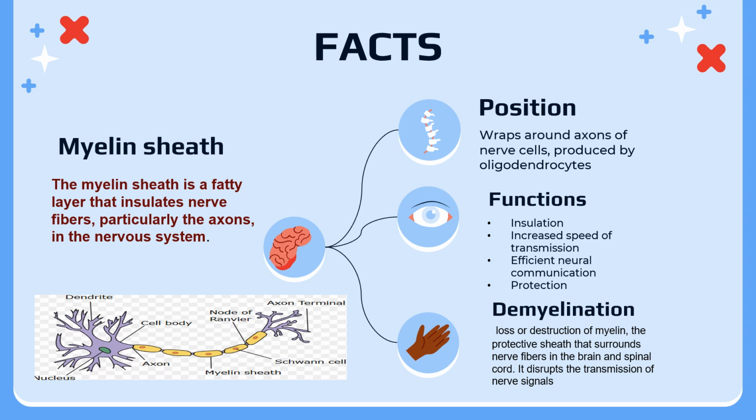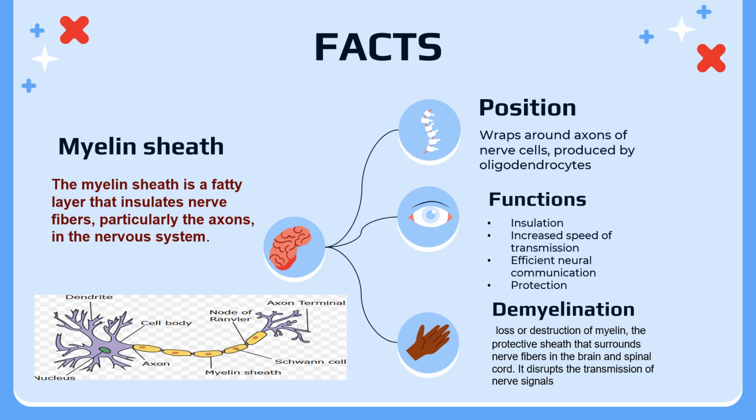Next is efficient neural communication. A myelin sheath enables the nervous system to coordinate complex body functions and responses efficiently. Next is protection. Because it is an insulation, it provides protection to the axon, protecting it from damage and everything.